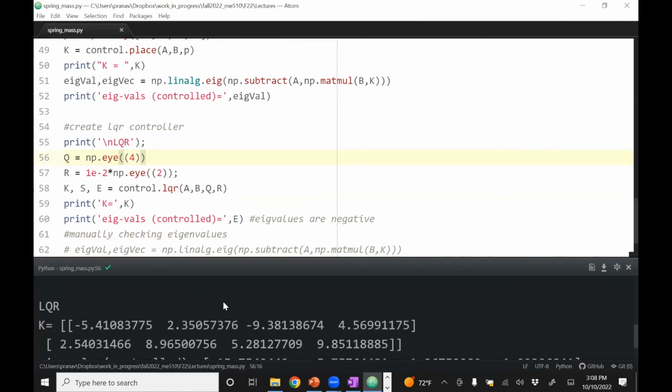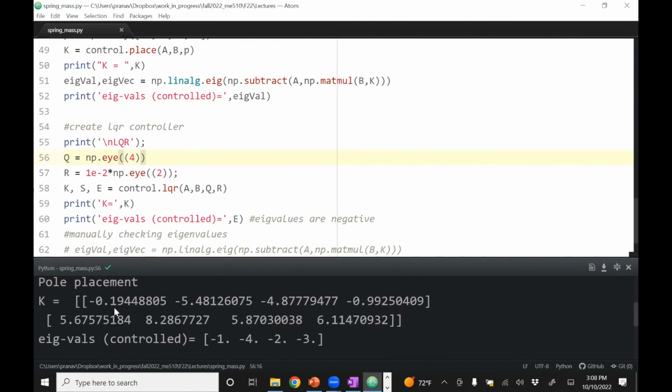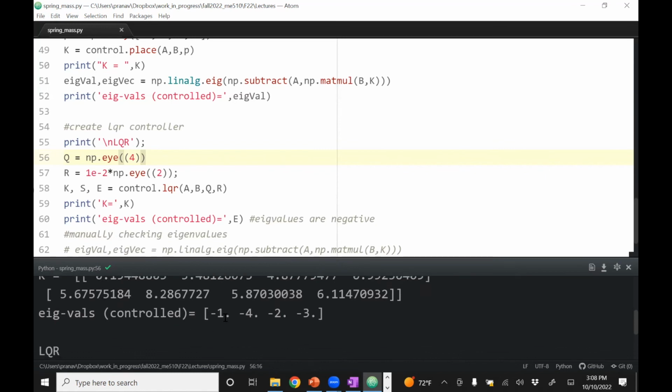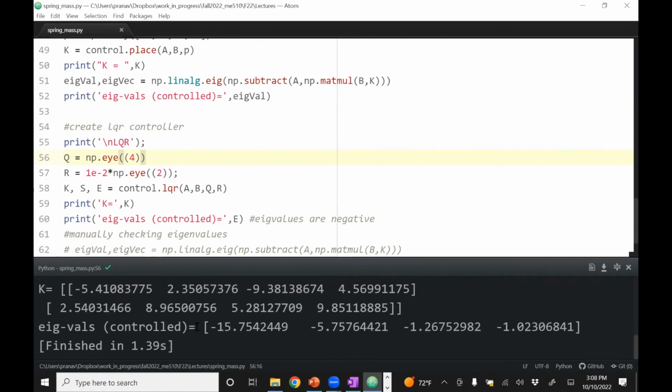Okay, so this is the pole placement controller. You can see that the gain is 2 rows, 4 columns, because it needs to be multiplied with X. X is 4 by 1, but there should be 2 rows because there are 2 controls, U1 and U2. The eigenvalues are, as I promised, -1, -4, -2, -3. I just checked them manually.